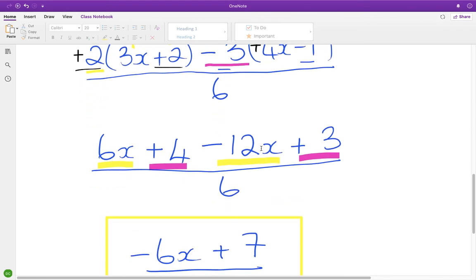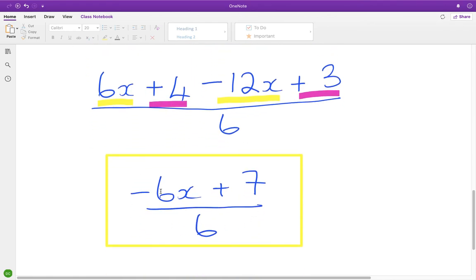And then this top line, we were left with things in the same family, which means we can simplify. So we did, and we're left with a single fraction.